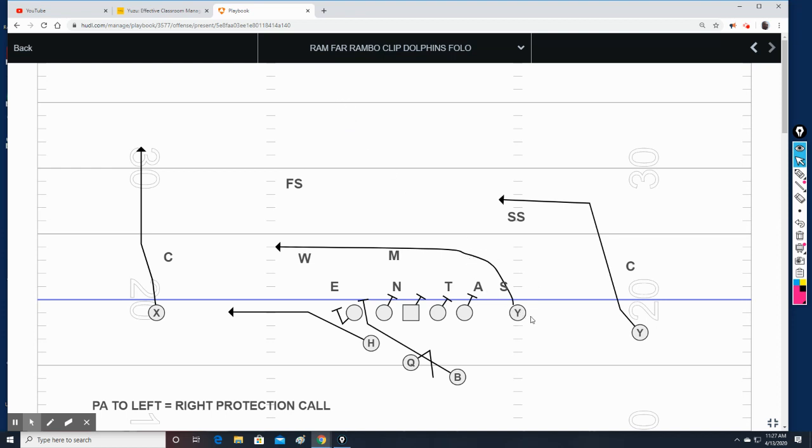A Ram far, okay, tight end. And you got the H going to the left in the pattern. So we're bringing the back across and clip, motion this way. This motion is designed for one thing, and you'll see it on the play.